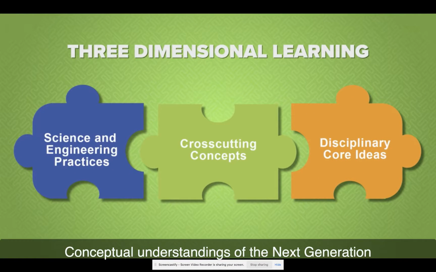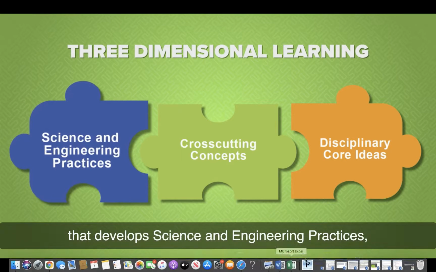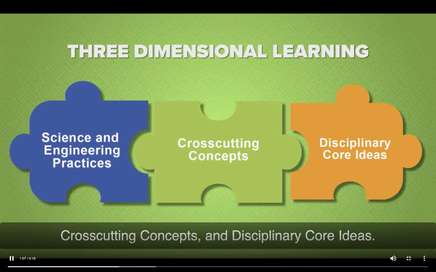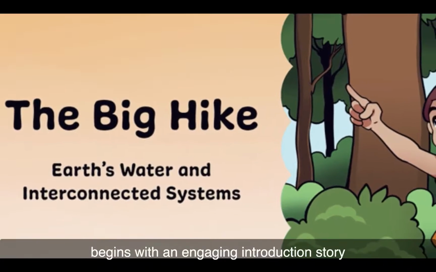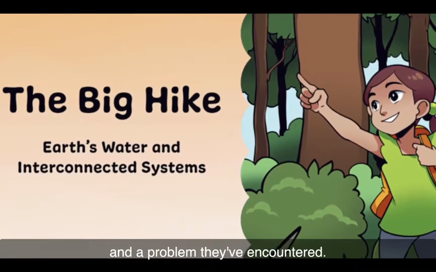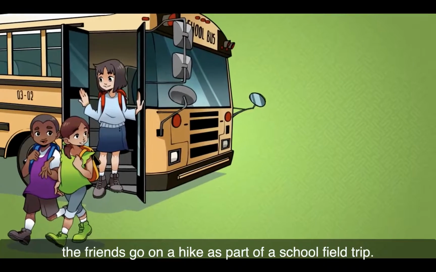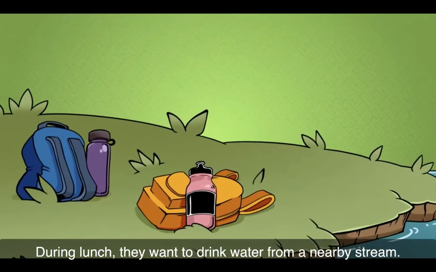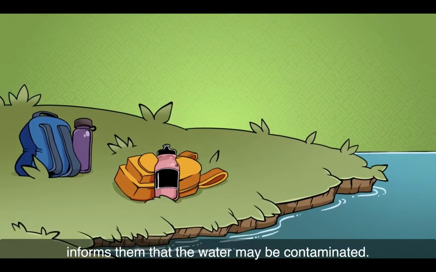Conceptual understandings of the Next Generation Science Standards are developed throughout this module. With a focus on earth science, the learning experiences engage students in three-dimensional learning that develops science and engineering practices, cross-cutting concepts, and disciplinary core ideas. Each PLTW Launch module begins with an engaging introduction story that presents our three friends, Angelina, Milo, and Susie, and a problem they've encountered. In this module, the friends go on a hike as part of a school field trip. During lunch, they want to drink water from a nearby stream, but their teacher, Ms. Morales, informs them that the water may be contaminated.